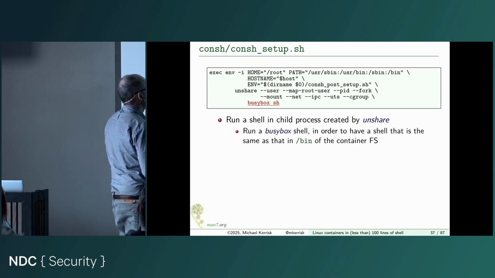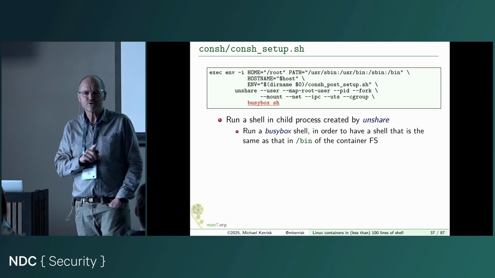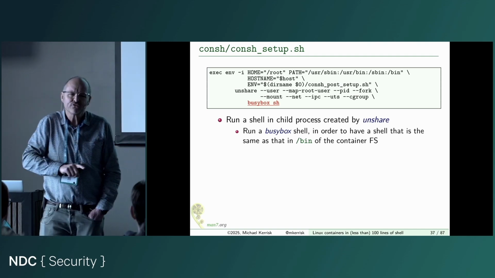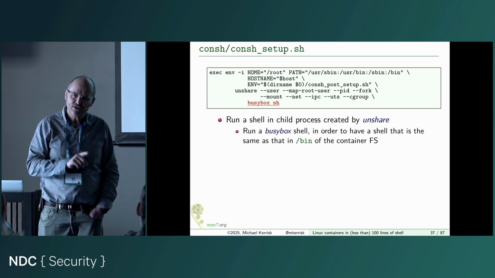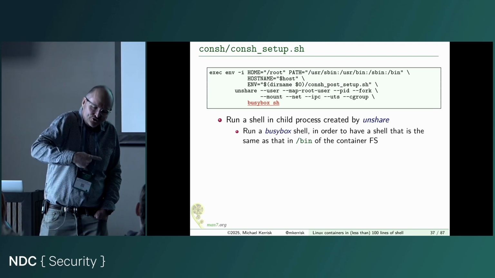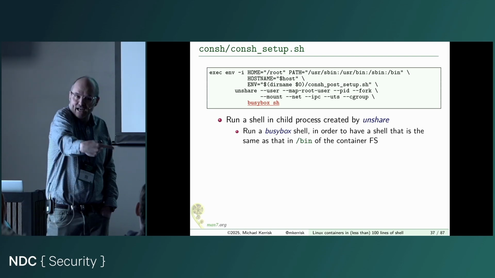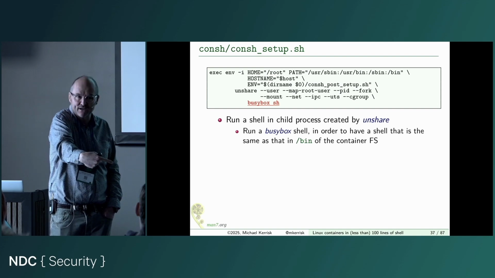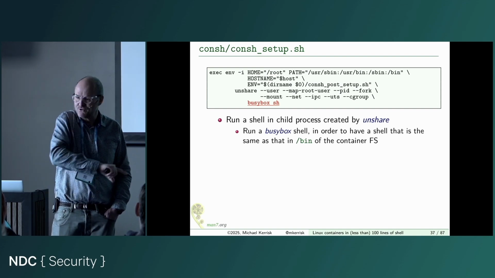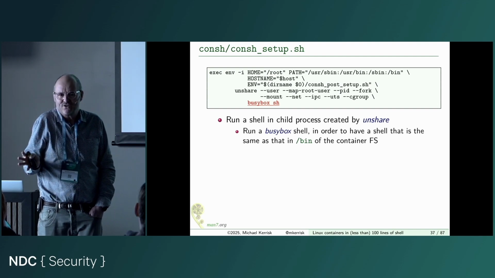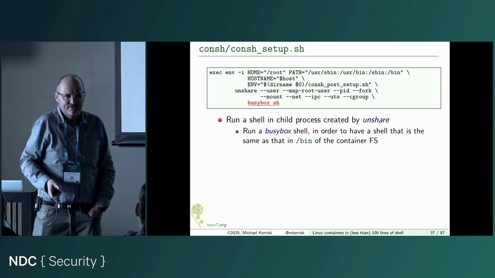Now, instead of busybox sh there, I could have written just bash, but I wanted to use busybox sh because I want the initial shell to be the same kind of shell that is already available in the bin file system inside my container. Otherwise I'd have a more powerful shell as the root shell, which would just, it's not wrong, it's just a little bit confusing.